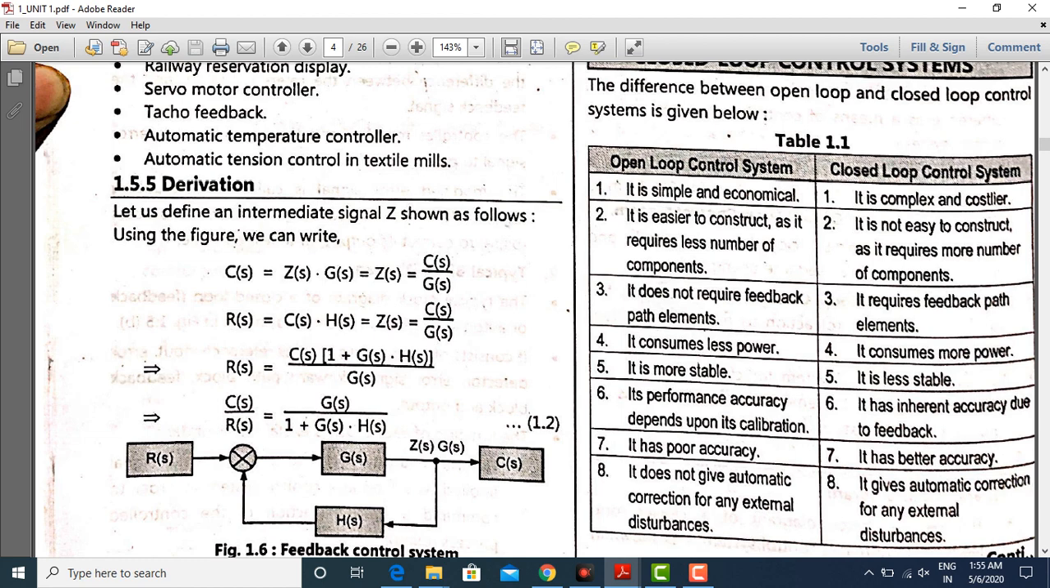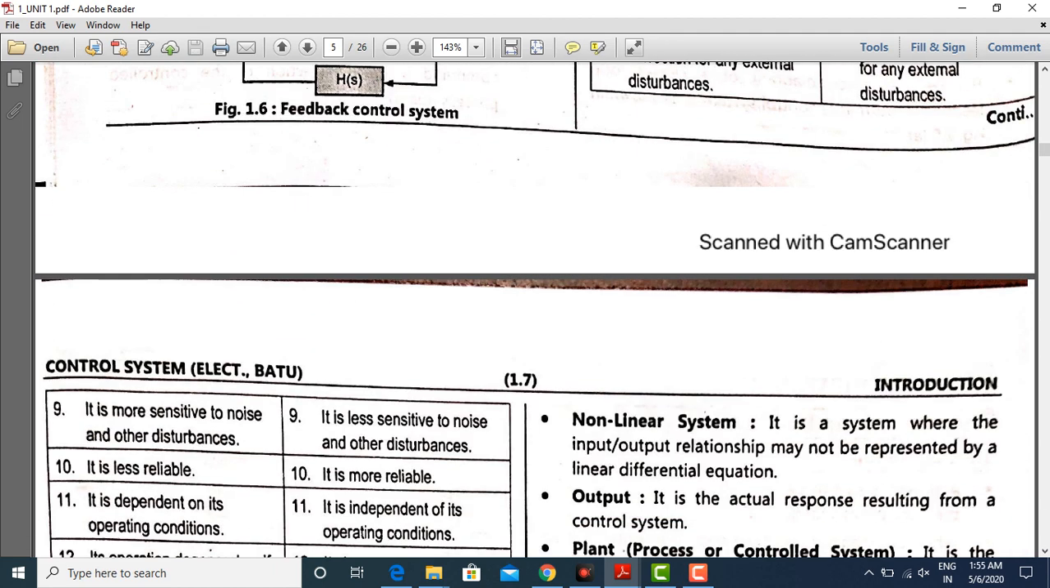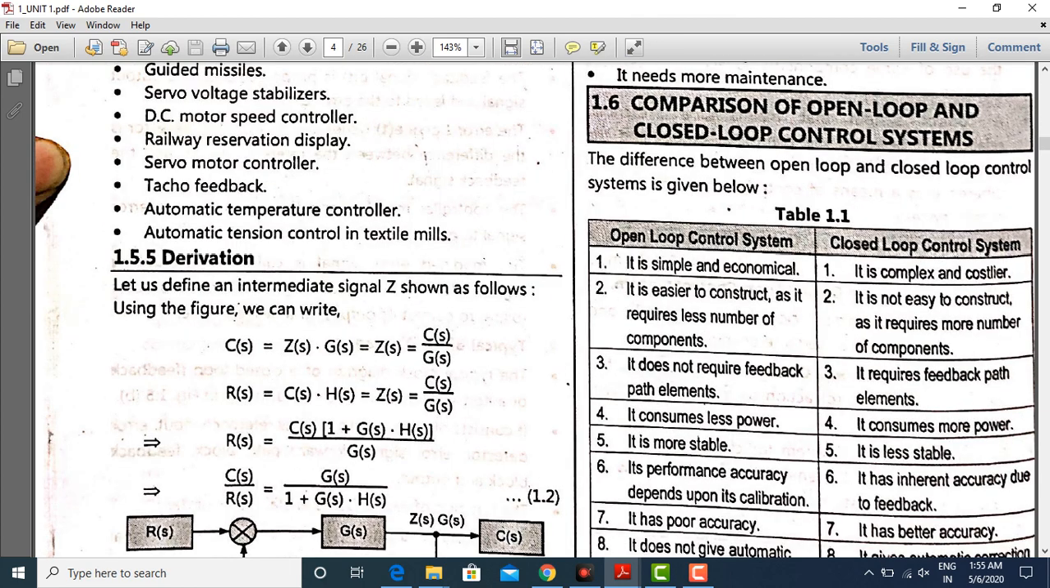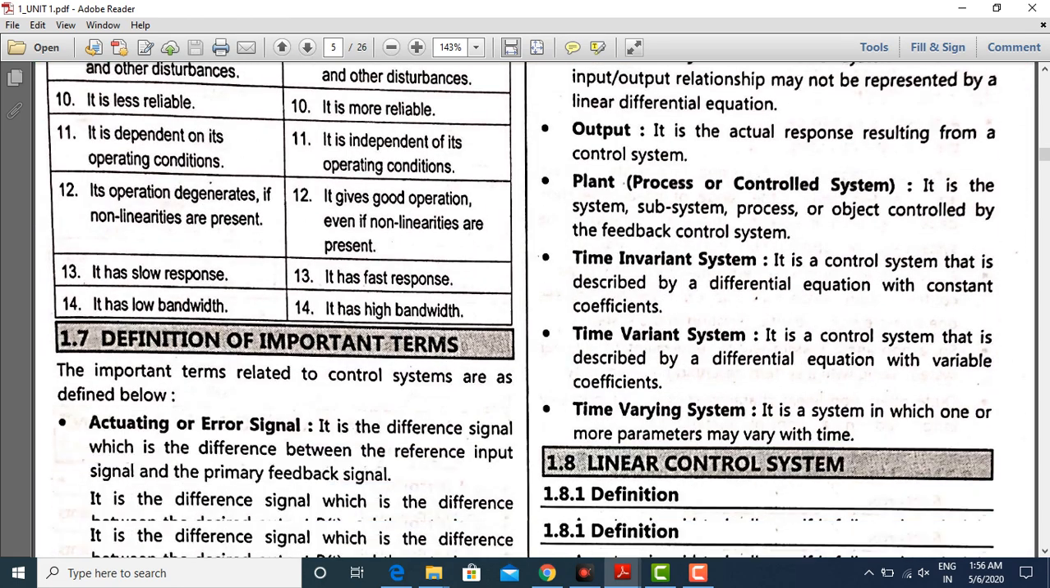The funda of open loop and closed loop control system comparison is that all these 14 points differ because in open loop control system feedback is absent and in closed loop system feedback is present. The main root cause of all these 14 differences is that in open loop control system feedback is absent and in closed loop system feedback is present. This is the very key point to remember.